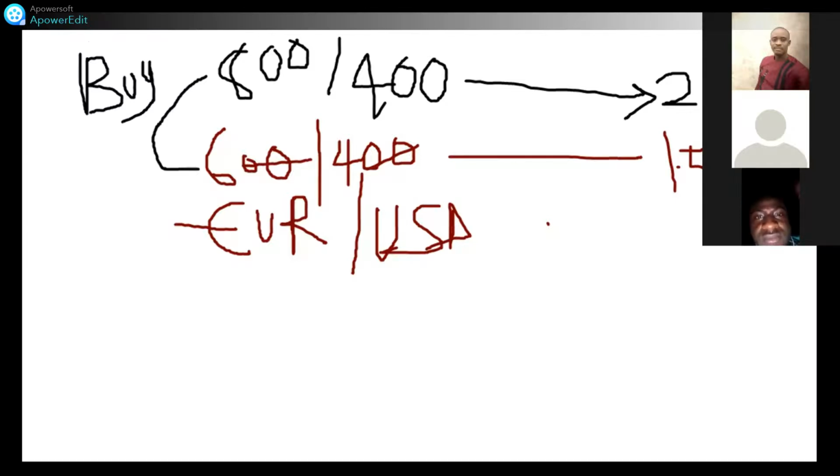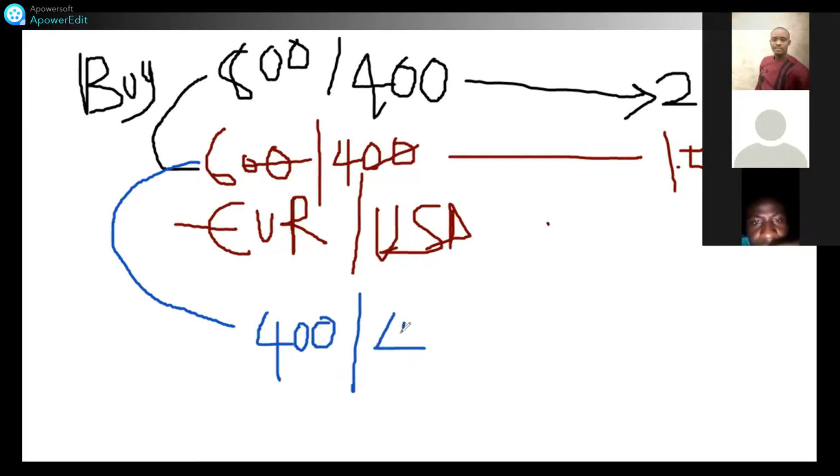What do you think I'm supposed to do? Euro has dropped in the forex market. So it means that from this 600 down, Euro has now got to 400. Let's say Euro is now 400. It's now 400 divided by 400. 400 divided by 400 is what? That's 1. Mathematically, that's 1.000.